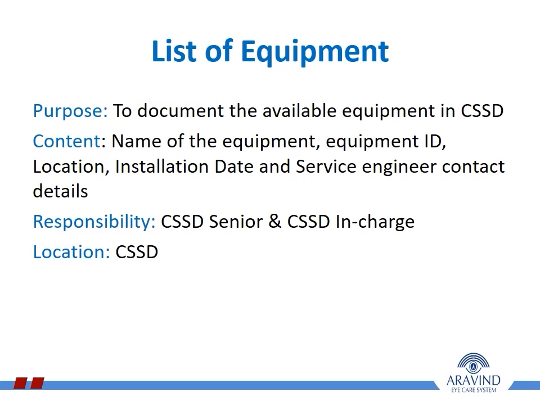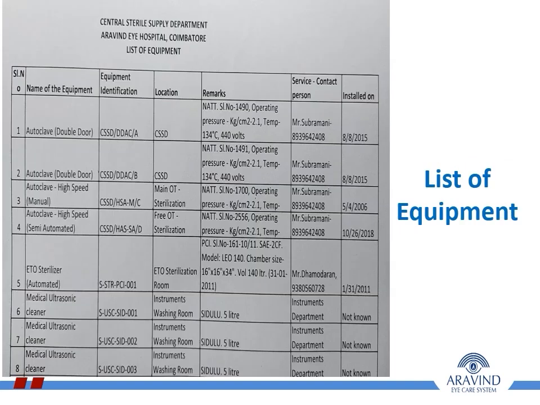Next is the list of equipments. The purpose is to document the available equipments in the CSSD department. It contains name of the equipment, equipment ID, location, installation date and service engineer contact details. The picture shows the list of equipments.